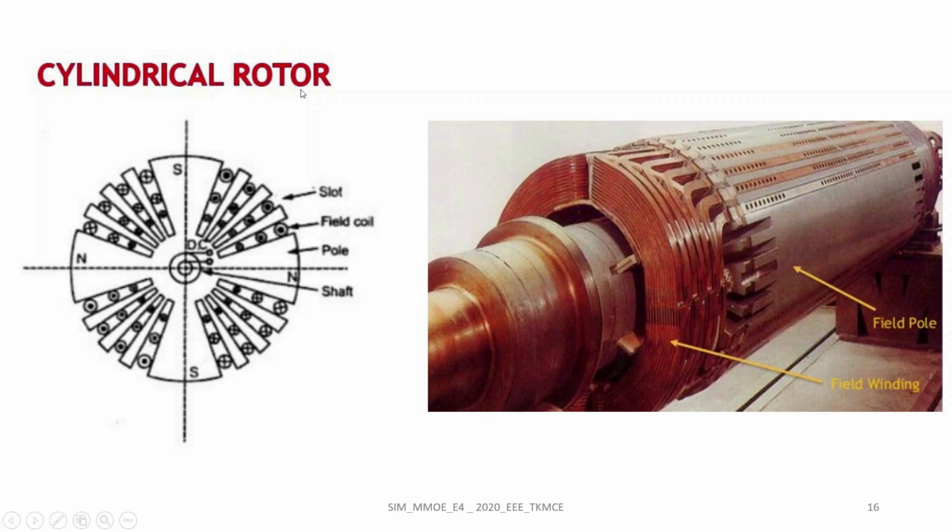In a cylindrical rotor alternator, a large number of slots are provided on the rotor periphery to accommodate the field winding. Usually 2/3 of the rotor periphery has slots and 1/3 portion does not have slots. So whenever the field windings are energized, the unslotted portion becomes poles. So this is the rotor structure of a cylindrical rotor alternator. This is the actual structure.